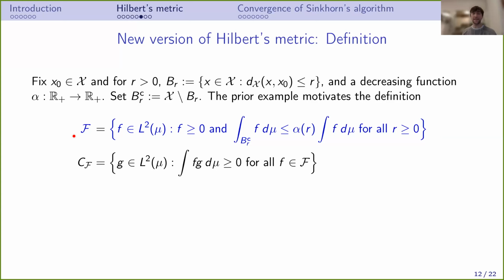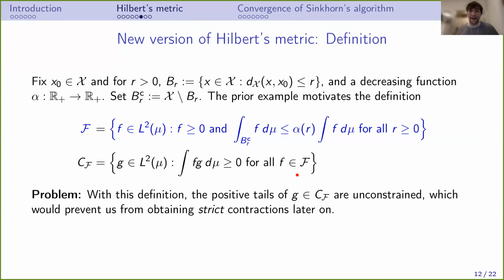As in the previous example, the prior example motivates the definition that we work with test functions which are non-negative, and the mass that the function f puts outside of this ball of radius r has to be restricted, again in a fractional sense compared to the whole mass of f, by the predefined function alpha. Then the cone is defined as previously, as all the functions g such that this integral is non-negative for all test functions f.